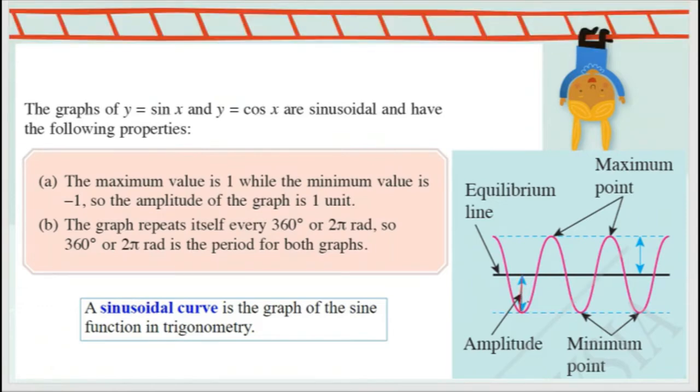Here to here is amplitude. Here to here is amplitude. But you cannot say that here to here is amplitude. This is wrong. Okay, this is amplitude. Okay, then the graph.